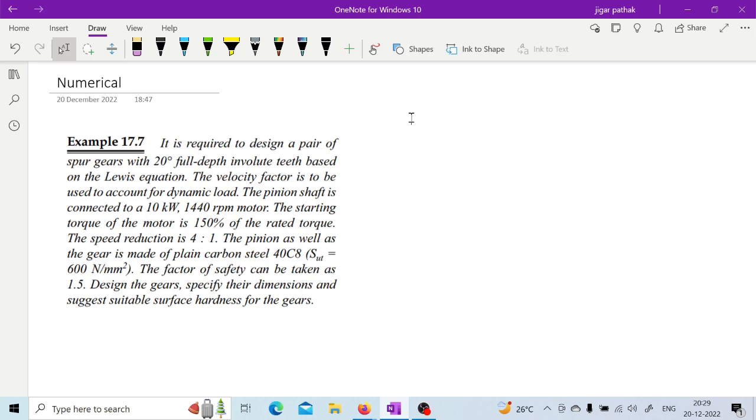Sir, in designing of the gears, we mostly consider the beam strength. Gears most probably fail in wear conditions or strength conditions, sir. Yeah, that velocity factor, right?